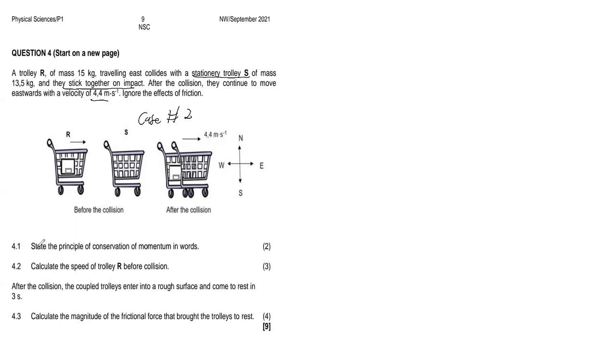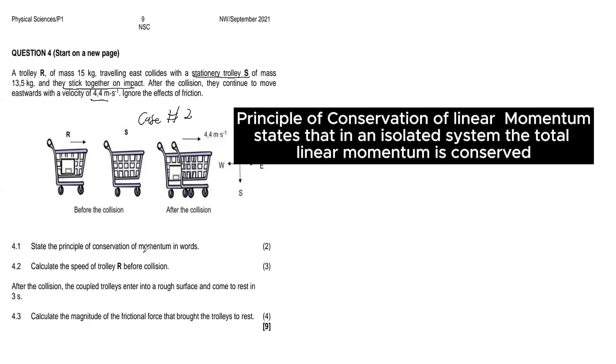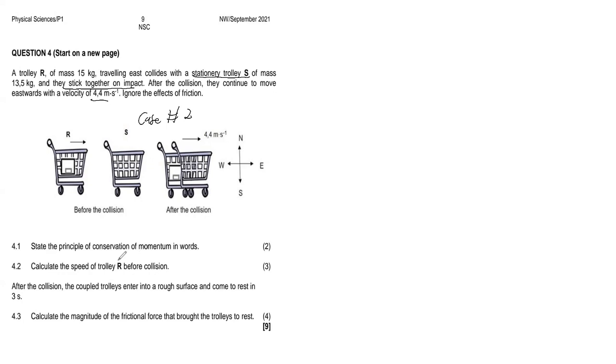Then 4.1 says, state the principle of conservation of momentum in words. We know that's easy peasy. We just say the principle of conservation of momentum states that in an isolated system, the total linear momentum is conserved. Right.